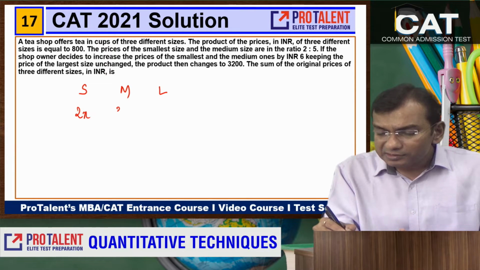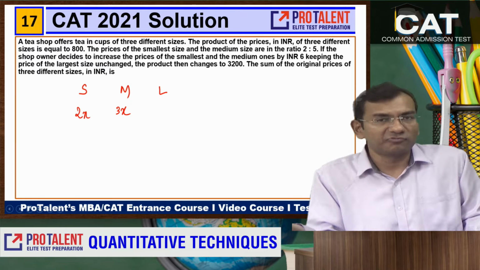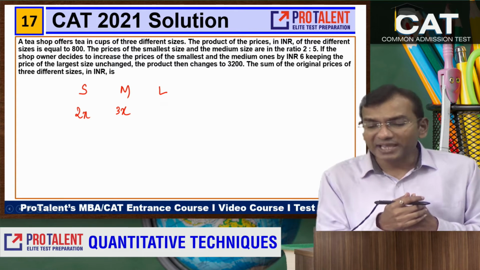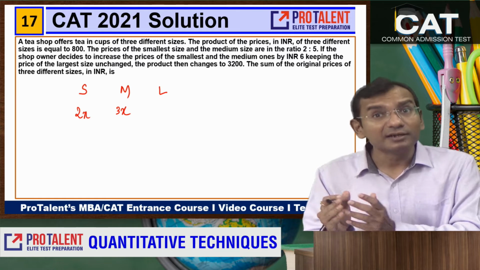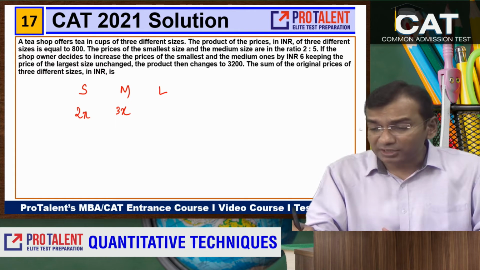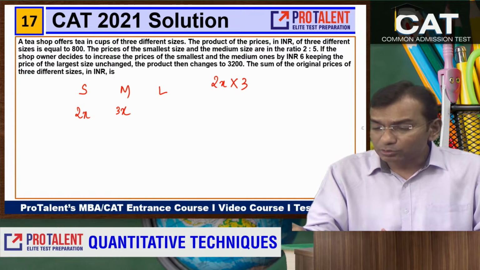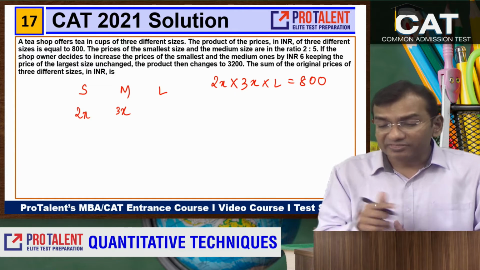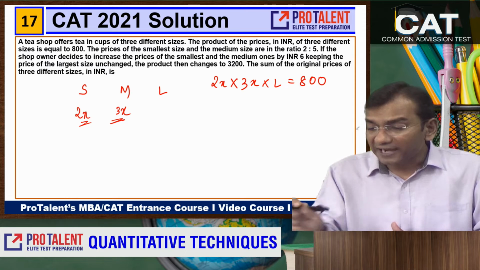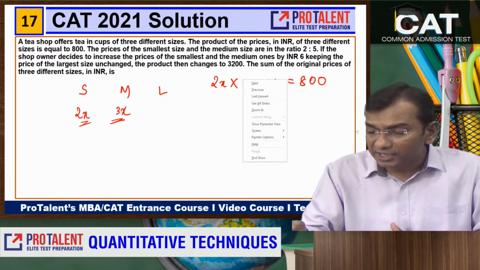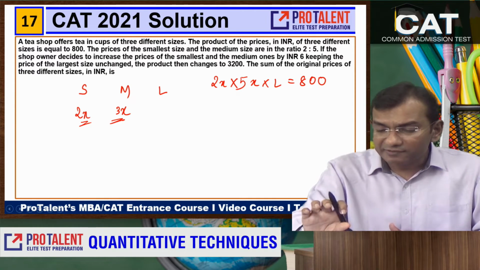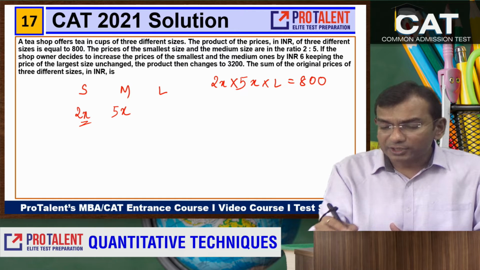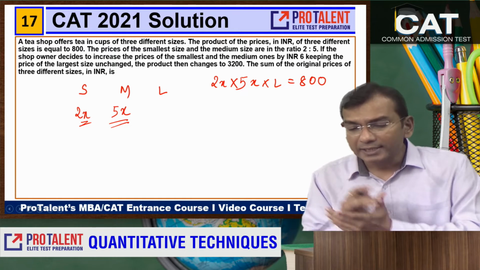This is 3x, and this is, we don't know what that is, so we'll assume it to be L. They are a product. Product means multiplication. So this is 2x into 3x into L is equal to 800. And this is in the ratio of 2:5. Sorry, this is 5, not 3. So this is 5. Okay, 2x into 5x into L is equal to 800.